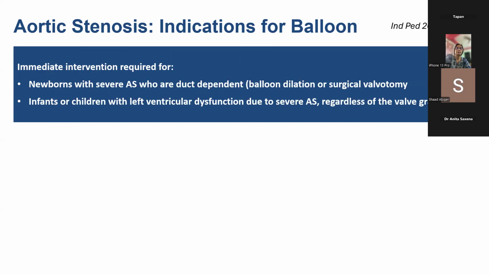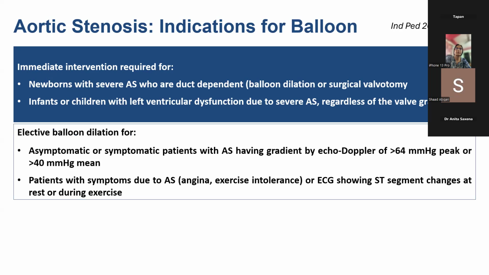What are the indications? You would require immediate intervention for newborns with severe AS who are duct dependent, and those who have left ventricular dysfunction, regardless of the valve gradient. So when we are talking of valve gradient, we are obviously talking of valve gradients with normal ventricular function. If you have ventricular dysfunction, the gradient is only 30 or 35, that would also be significant stenosis, because gradients are underestimated when there is ventricular dysfunction because of low output.